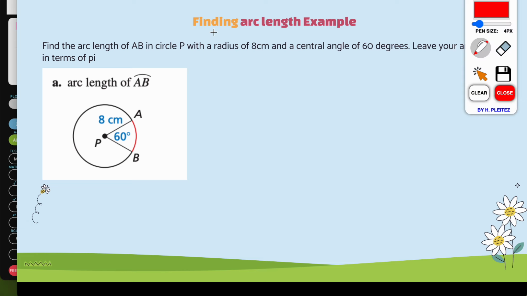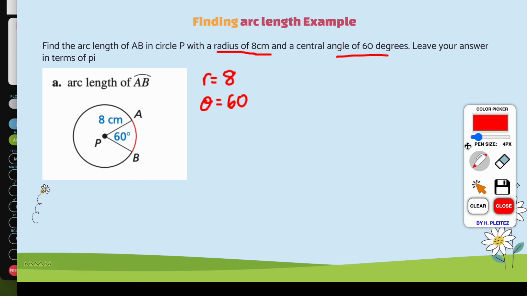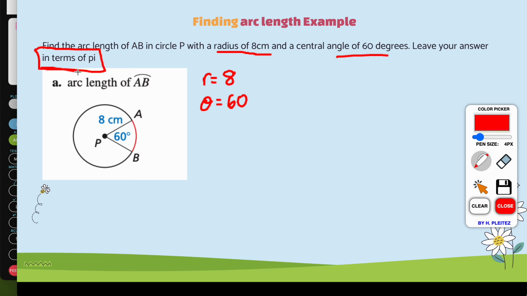So it says find the arc length of AB in circle P with a radius of 8. So we have R equals 8, and we have a central angle of 60 degrees. So our theta is 60, and it says leave your answer in terms of pi. Now remember, what this means is that when you box your answer, you're allowed to put the pi symbol and leave the pi symbol in it.